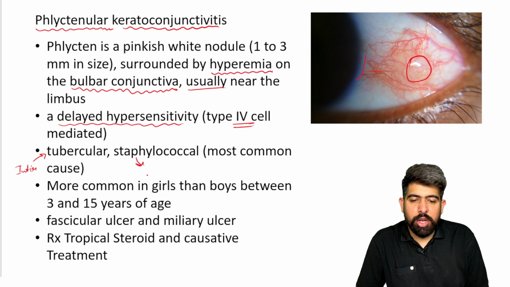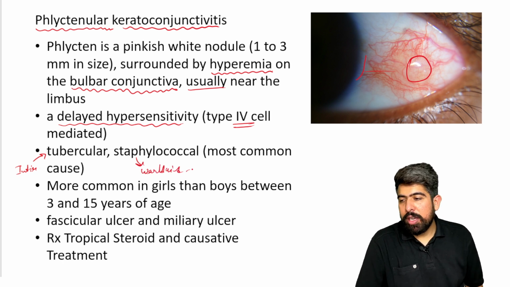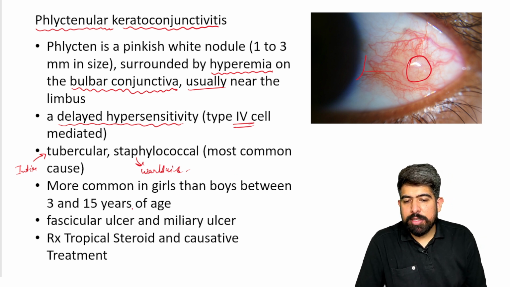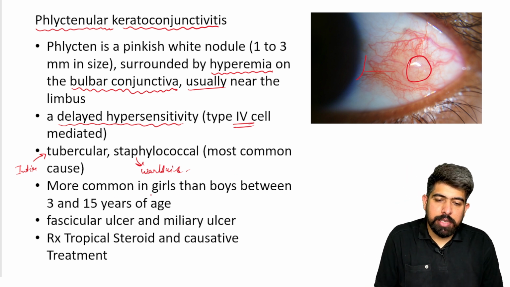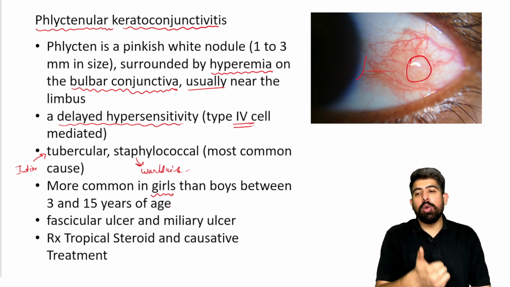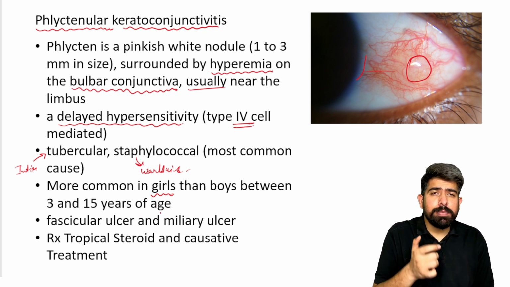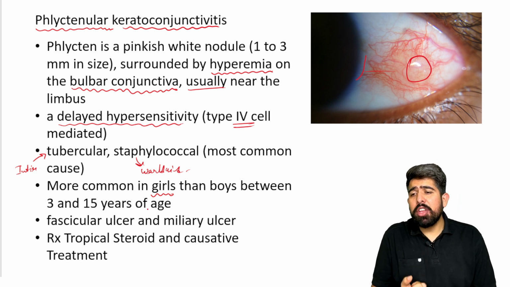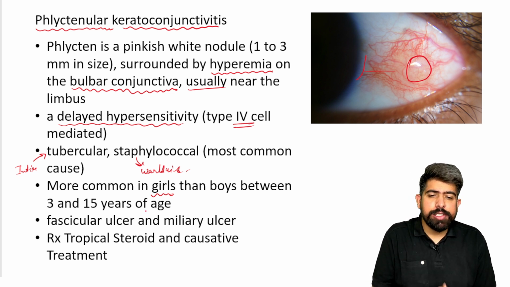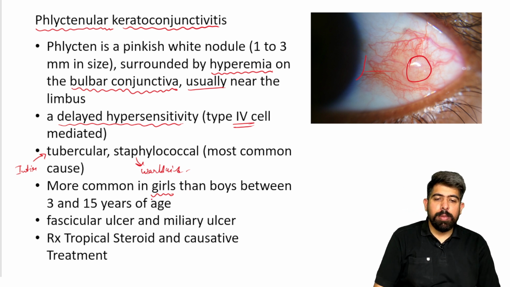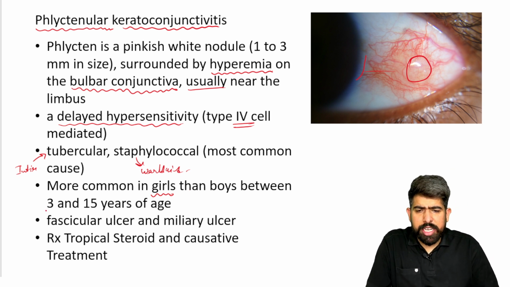If we're talking about worldwide, it is streptococcal. So worldwide we have streptococcal. These are the most common causes, and please understand this is more common in girls. The vernal keratoconjunctivitis, VKC, was more commonly seen in boys, but phlyctenular keratoconjunctivitis is more commonly seen in girls, between 3 to 15 years of age, right?